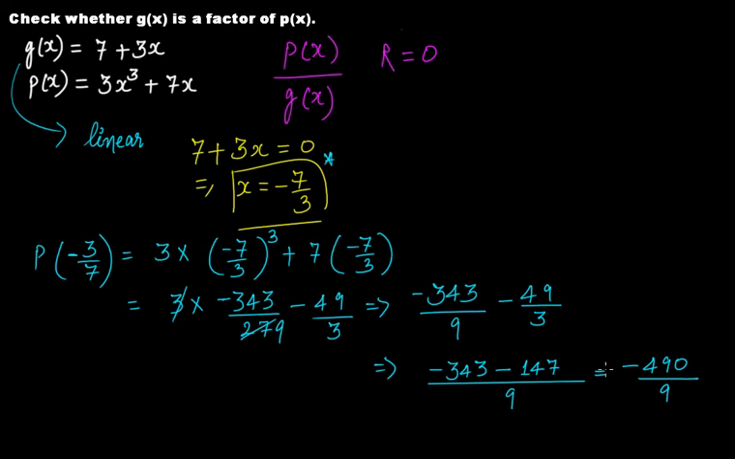So clearly this is not equal to 0. That's why g(x) is not a factor of p(x), because g(x) will be a factor of p(x) only when the remainder of p(x) divided by g(x) is equal to 0, but in this case it's not equal to 0. That's why g(x) is not a factor of p(x).